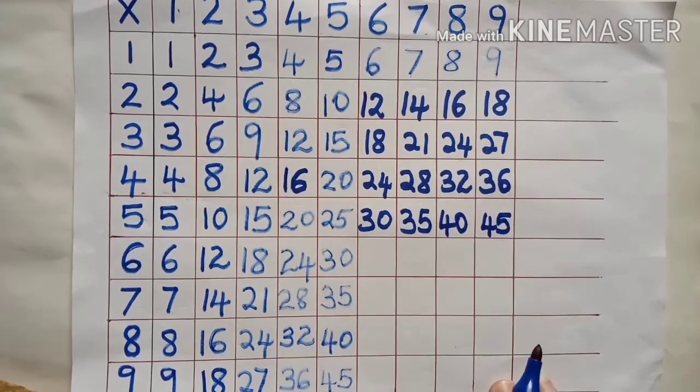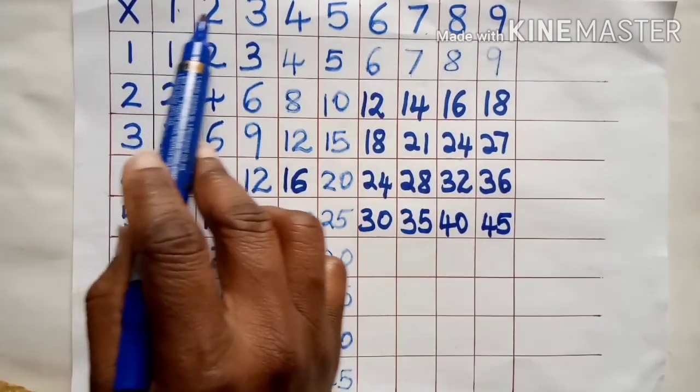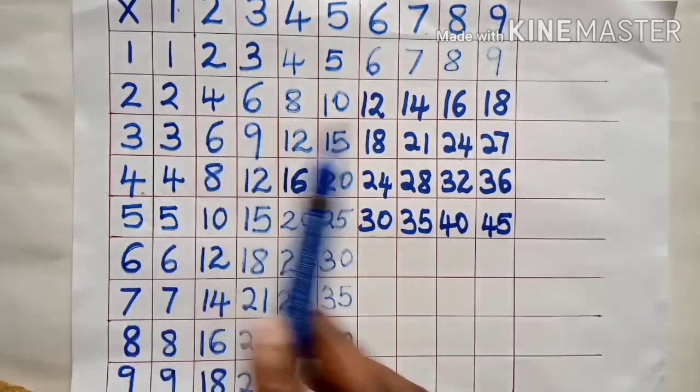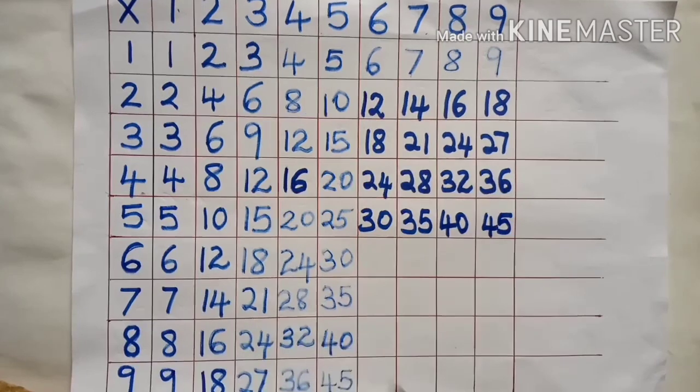So you see, by just memorizing your 3s and 4s, the multiples of 3s and 4s, you already know 3/4 of your multiplication table. Now we are left with this small part here.